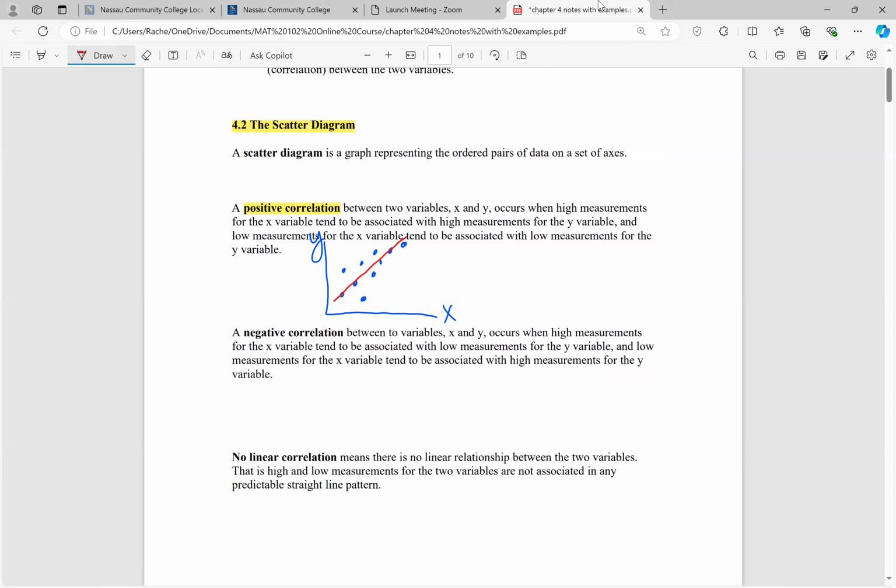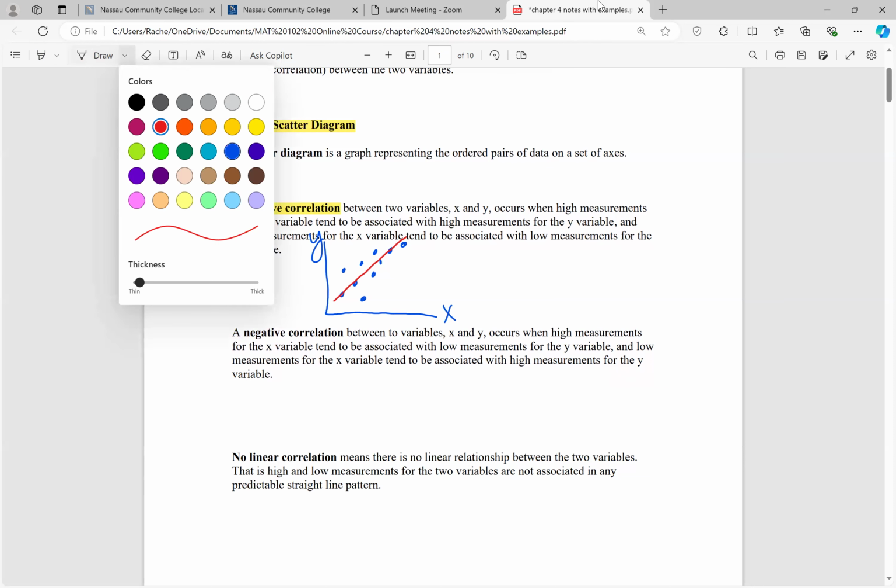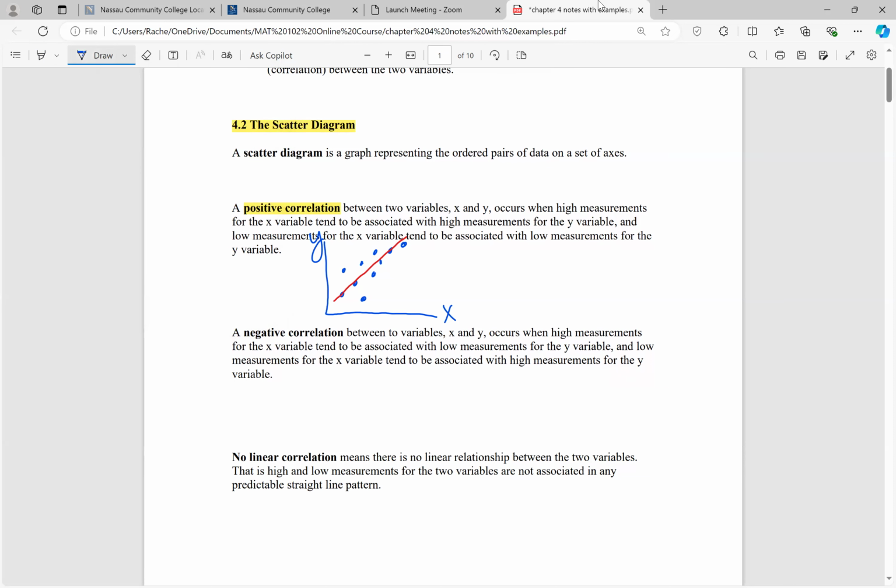Now, if I had the opposite relationship, let's look at this next definition, a negative correlation. So if there was a negative correlation between two variables, x and y, that would happen when high measurements for the x variable tend to be paired with low measurements for the y variable. And then low measurements for the x variable tend to be paired with high measurements for the y variable. So let me give you an example of what that may look like.